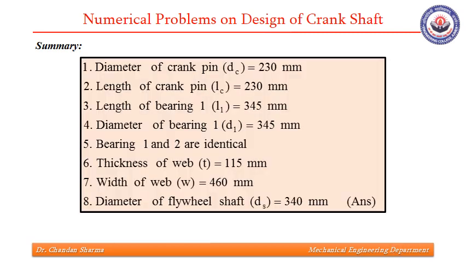So let us summarize the results that we have obtained. From the analysis, we have obtained DC as 230 mm, LC as again 230 mm, length of bearing 1 as 345 mm, diameter of bearing 1 as 345 mm, bearings 1 and 2 will be made identical, thickness of web 115 mm, width of web 460 mm, and diameter of flywheel shaft as 340 mm.